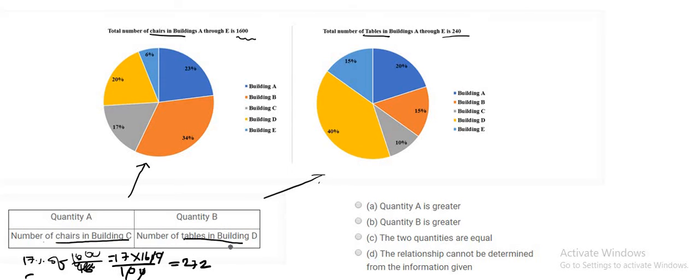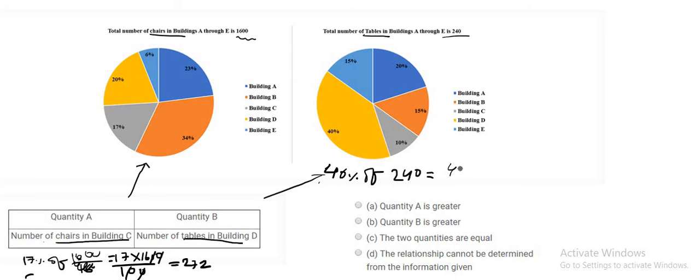And for quantity B, we have to find out the number of tables in building D. Since the data for tables is on the right diagram, let us look here. So from the legends we can see that building D is yellow. So it's 40% of the total number, which is 240.